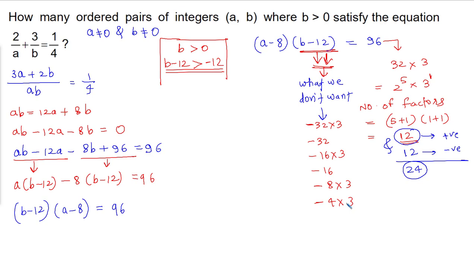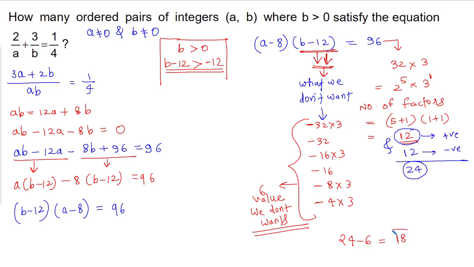Is there any other value which is a factor of 96 but which is less than -12? I hope these are the only 6 values that we don't want. So how many values can b - 12 take? Total 24 - 6, that is 18 values. So there are 18 possible solutions in total.